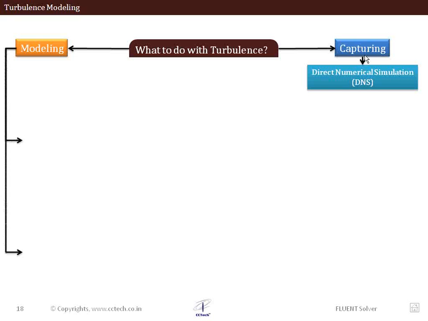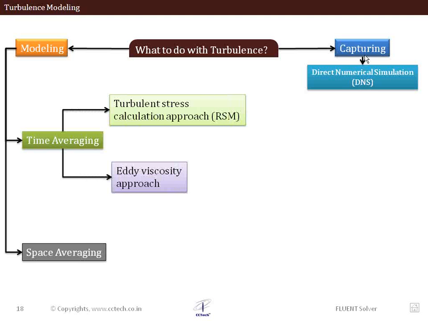So we move on to doing modeling. Modeling is done primarily by two means. One of them is called the time averaging approach. The other one is called the space averaging approach. The time averaging approach further consists of two approaches within it. The turbulence stress calculation approach is called the RSM model, the Reynolds stress model. So we actually calculate the turbulence stresses which come because of time averaging of the Navier-Stokes equations. I'll speak more about this in detail in a few slides from now. And the other approach is called the eddy viscosity approach. So these are the two primary approaches with which we can do time averaging in turbulence modeling.